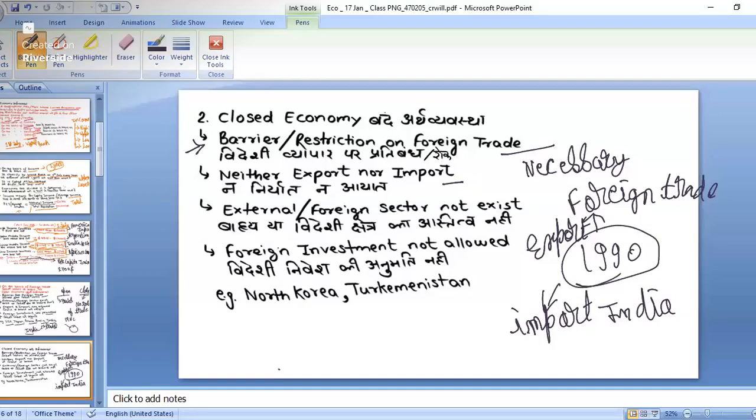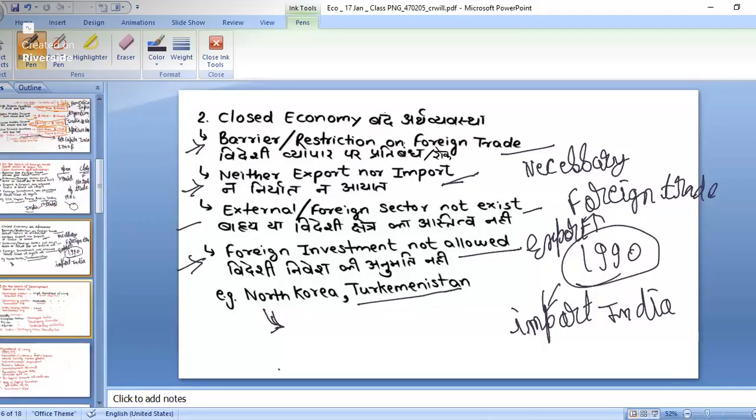So what happens in the closed economy countries? Barrier and restriction on foreign trade. For example, you can take North Korea. If you would have heard, what they are doing? They are not doing any import or export with other countries. So one characteristic of a closed economy is that neither export nor import takes place. Examples: North Korea, Turkmenistan. These are the examples of open and closed economy.